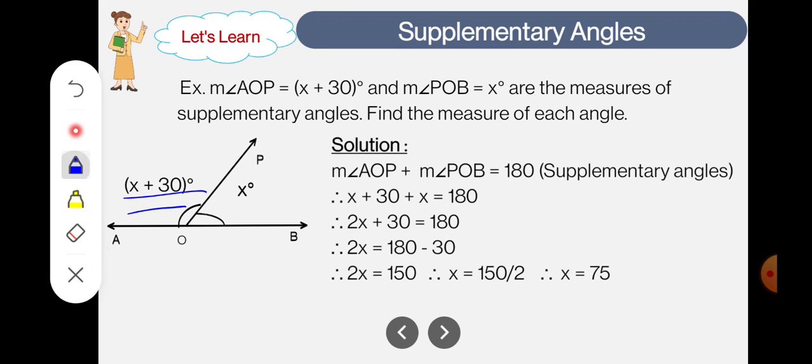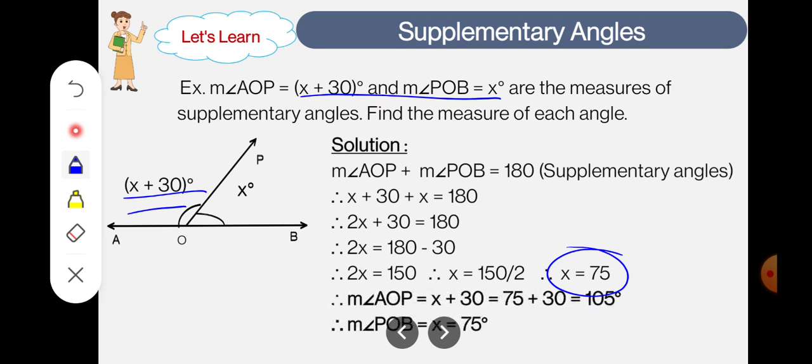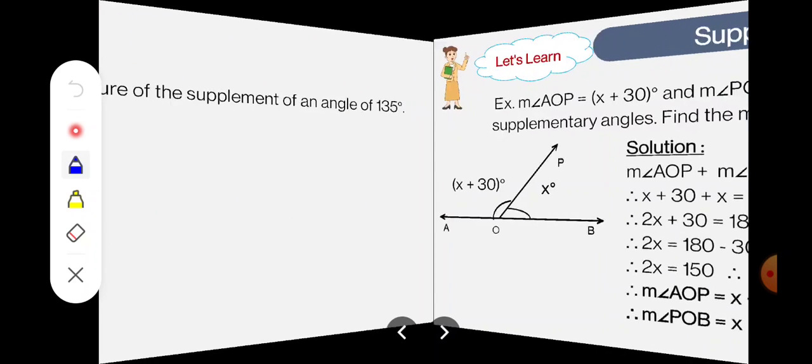Now we will substitute the value of x in the given measurements. So x plus 30, we will substitute over here, x plus 30 is equal to 75 plus 30 which is equal to 105 degree, and measure angle POB, that is x degree, is equal to 75. To verify whether my measurement of each angle is correct or not, you can add up 105 plus 75 and it is 180, and therefore you are absolutely correct because they are supplementing each other. I hope this example is very much clear to you.